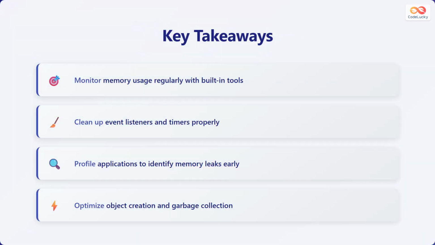To summarize, remember to monitor memory usage regularly with built-in tools, clean up event listeners and timers properly, profile applications to identify memory leaks early, and optimize object creation and garbage collection. By following these guidelines, you can build efficient and stable Node.js applications that effectively manage memory and avoid common issues like memory leaks.